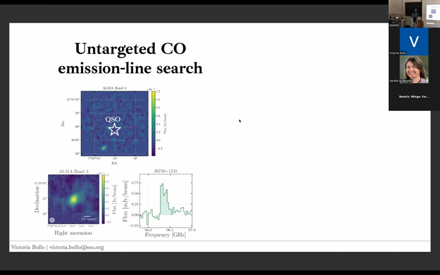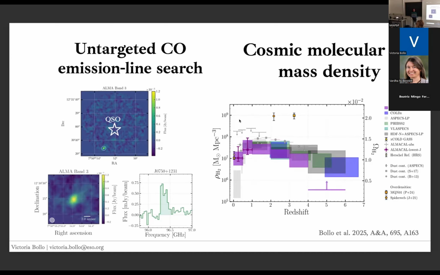By doing this iteratively over most of the calibrator data we have so far, we were able to constrain the cosmic molecular gas mass density at different redshifts. Here on the y-axis we have the molecular gas density at different redshifts, and you can see the evolution and the general trend of the cosmic molecular gas. If you have questions about this work, you can ask me later, because I will not focus on these CO lines.